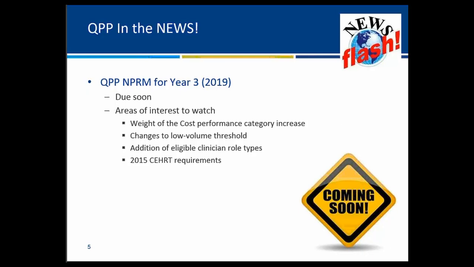We're hoping so. And when that's released, there are some areas that we would like to watch here at Telegen. We're eager to see how they are addressed in the proposed rule. Some of those include if the weight of the cost performance category will increase above 10%, if there are changes to the low volume threshold, if there are any additional eligible clinician role types added, such as the LSW or a physical therapist or dietitian, for example, and if the 2015 certified EHR technology requirements become mandatory for those of you using your EHR.